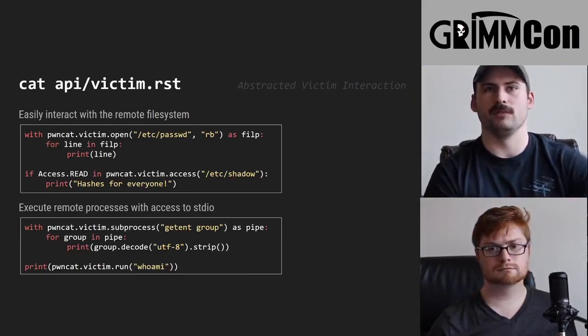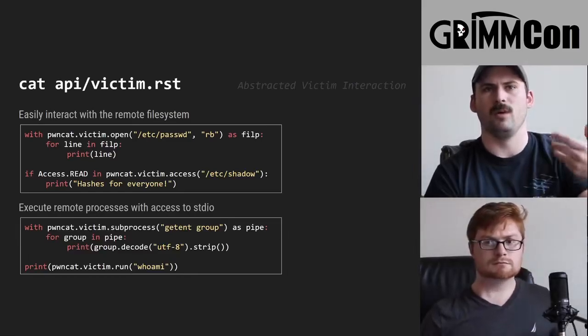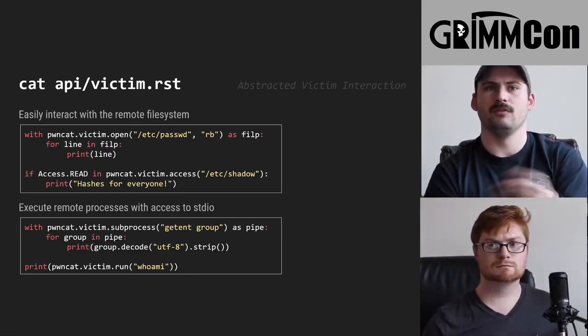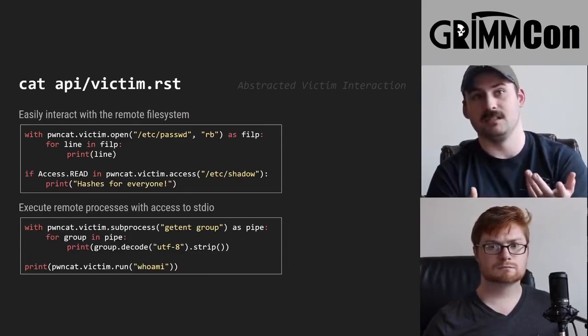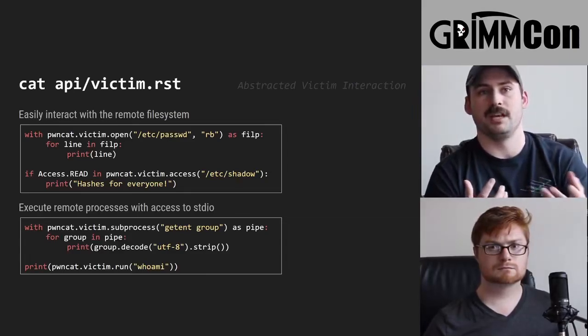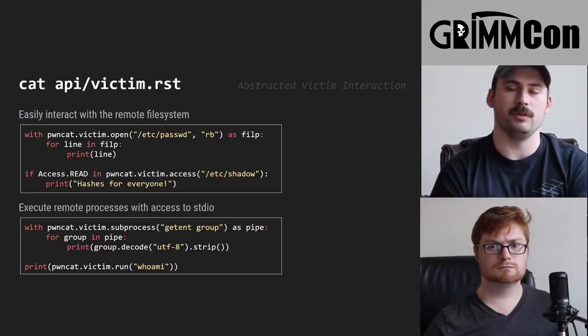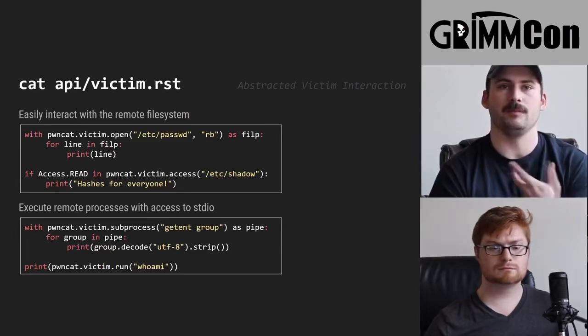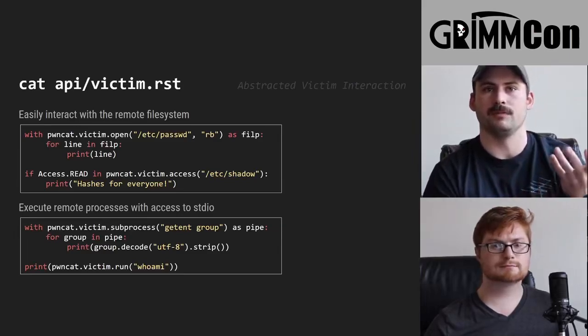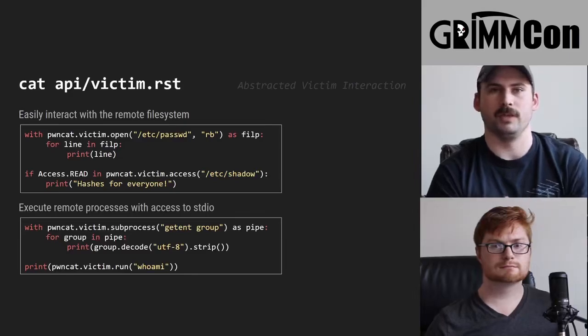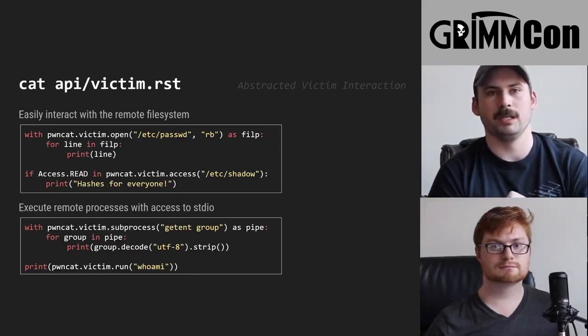So you can say, I want to run this process on the remote host, and I want a pipe that actually gives me read and write access, simultaneous in this case. You can have read and write access to the standard I/O of the remote process. So that's what subprocess will do. It will give you an actual file-like object that you can read and write from. In this case, we're reading a list of groups from the nsswitch getent command.